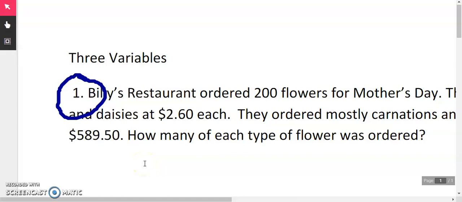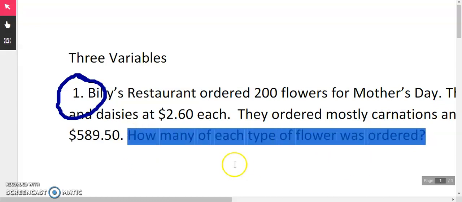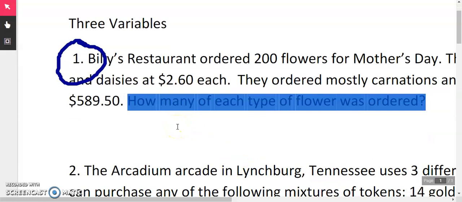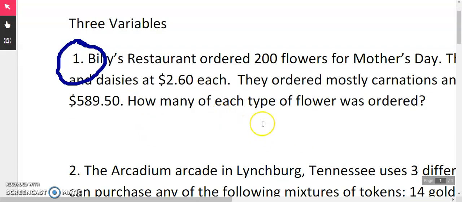So we have a lot of information here. The biggest challenge at first is going to be just figuring out which bits of this were important and which words we can gloss over, or what the most important bits are just for writing the equations. So if you are struggling with that, start with this last sentence right here. It says how many of each type of flower was ordered. So that means that my X, Y, and Z are going to represent the types of flowers.